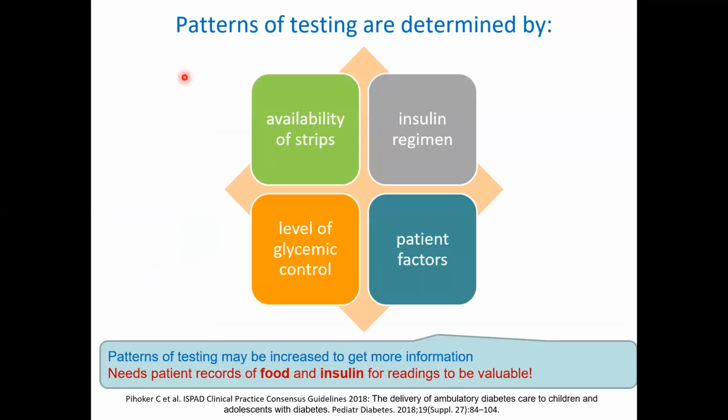So basically, the patterns of testing are determined by availability of strips, as I've already mentioned, which of course is determined by other factors such as cost. It's also determined by the insulin regimen and the level of glycemic control. In a patient who has poor glycemic control, you might want to test more frequently so that you're able to make better adjustments to their therapy. And then, of course, patient factors will also determine the pattern of testing. Again, remember that we always need records of food and insulin for these blood glucose readings to be valuable.